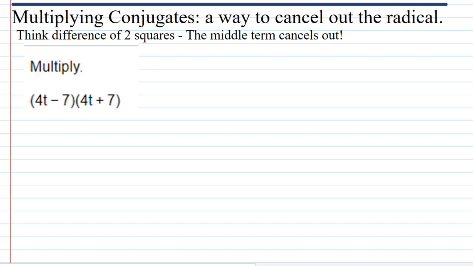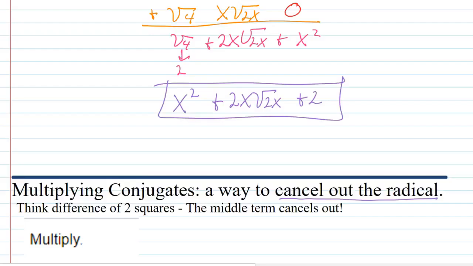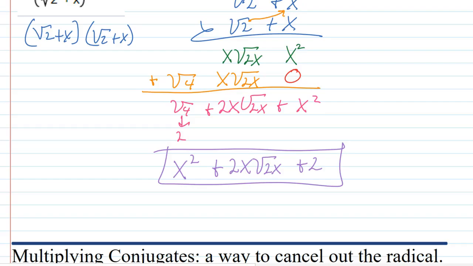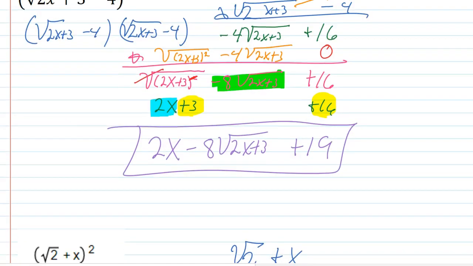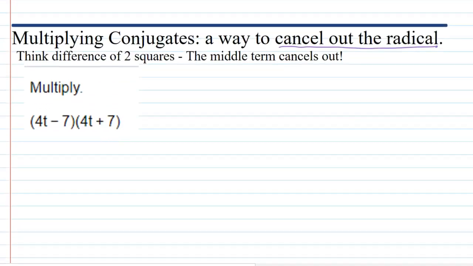Moving on to multiplying conjugates. This is a way to cancel out the radical. How does that work? Well, if you notice in the last couple examples, the radical was our middle term. So here's our middle term, we kept the radical. Here was our middle term, and we kept the radical. So for multiplying conjugates, think of a difference of two squares. When we multiply a difference of two squares, that middle term cancels out.